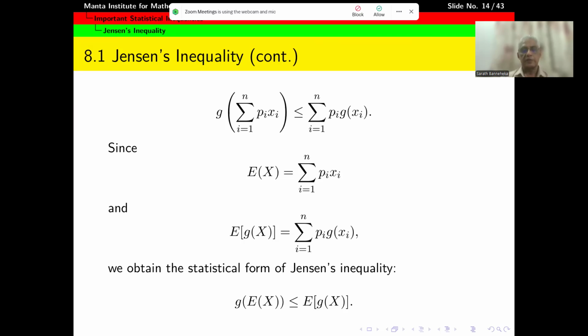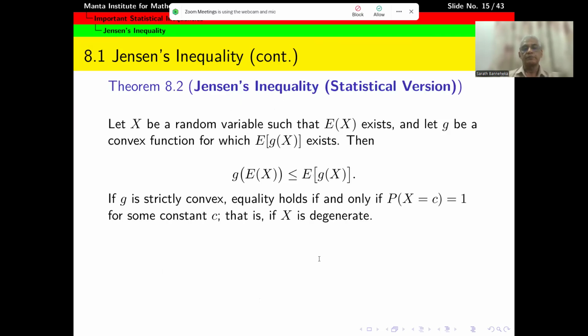So therefore, you can see that this is the application of the Jensen's inequality for a discrete random variable. But it is only for a discrete case. So let us look at any random variable, discrete or continuous. Also, we can prove it. So this is the common statistical version of the Jensen's inequality.